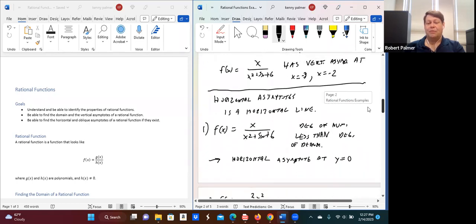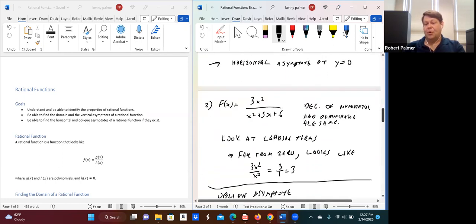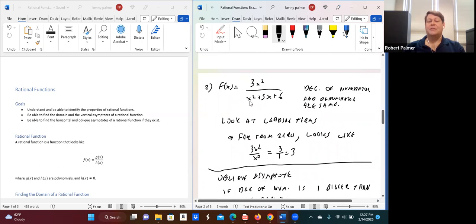Now, you have a horizontal asymptote if the degree of your numerator is less than the degree of your denominator. You definitely have a horizontal asymptote in that case at y equals 0. If the degree of your numerator is the same as the degree of your denominator, you also have a horizontal asymptote. So not just 3, but y equals 3. It approaches the line y equals 3, the leading coefficient of your numerator over the leading coefficient of your denominator. It looks like a horizontal line.